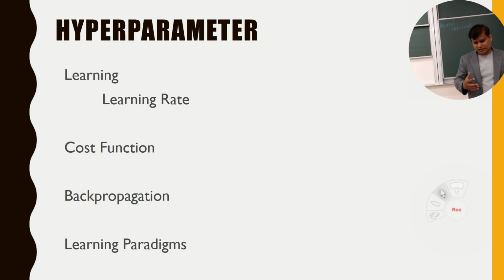They include the learning rate, number of hidden layers, and batch size. So you might wonder what is learning rate, what is hidden layer, what is the batch size. I'm going to talk about this soon. Now we'll talk about what is learning and what is learning rate.